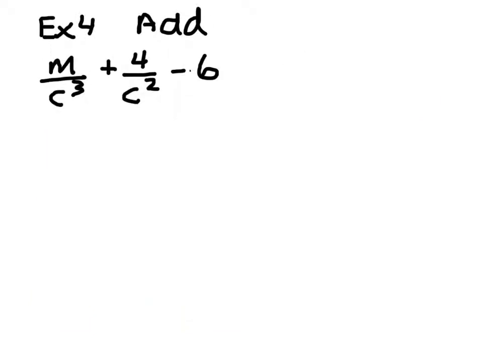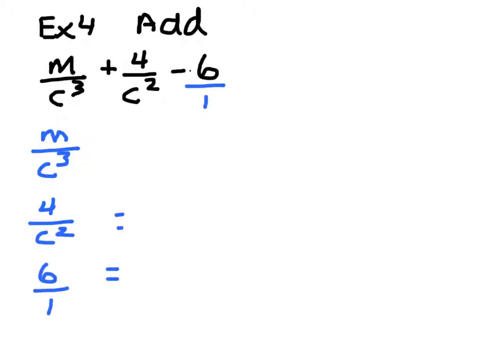Okay, last example, and this one's a little different. So again, I don't have a common denominator. Think of 6 as 6 over 1. So I have m over c cubed, I have 4 over c squared, and I have 6 over 1. And I want to find my least common multiple.